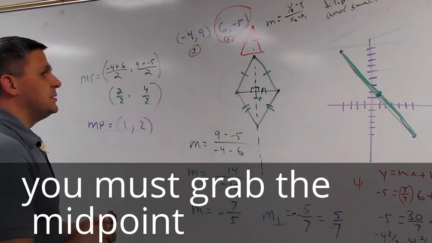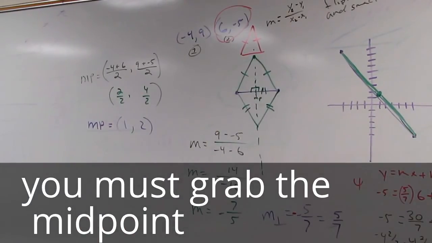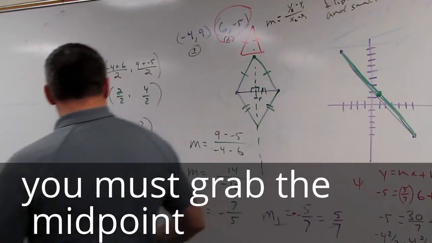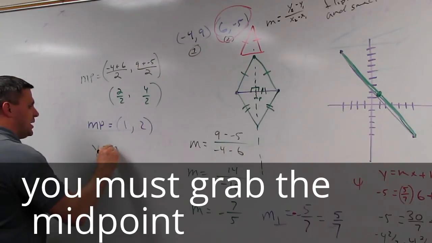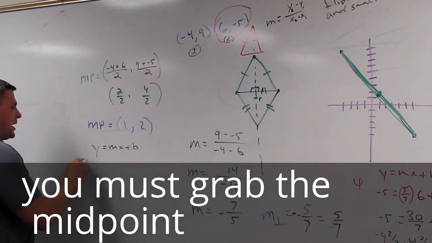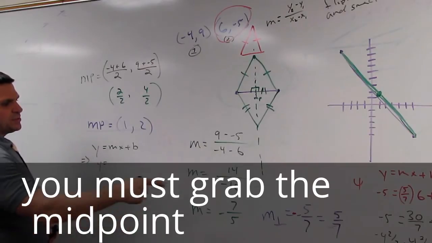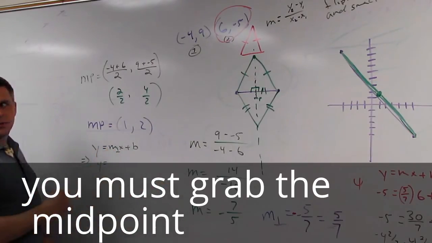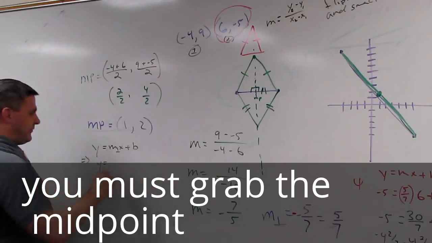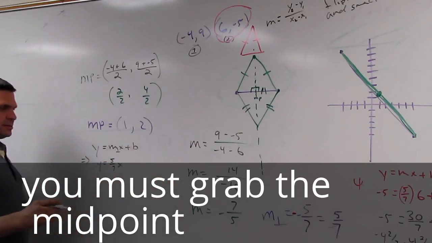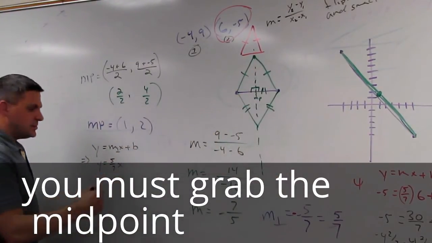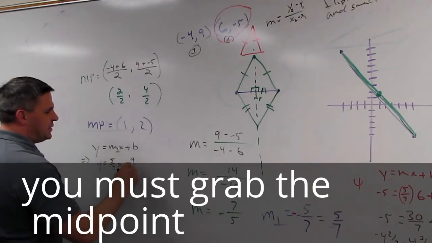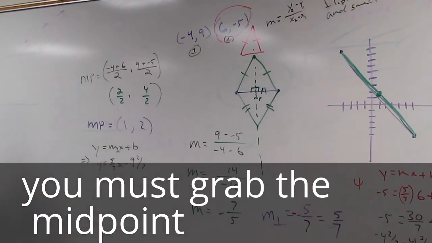If b is equal to 9 and 2/7, then y equals mx plus b implies that we got y is equal to the perpendicular slope. Perpendicular m would be 5/7 x. Oh, that's a minus. Sorry, minus 9 and 2/7. So, here's the cool part.